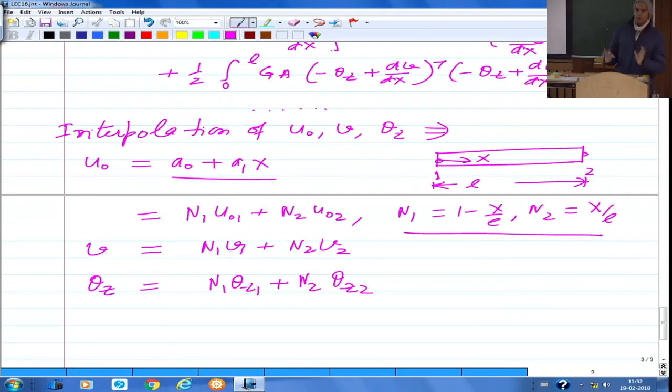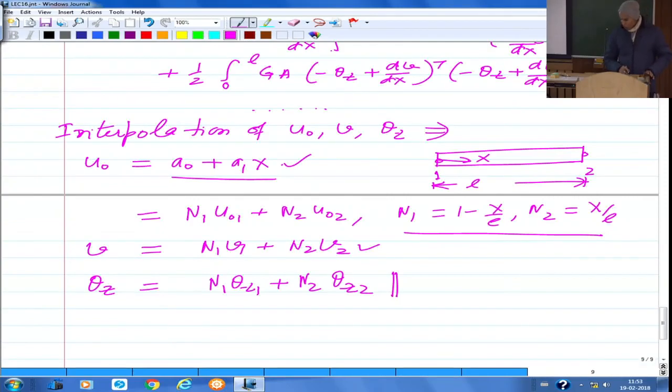Now see, earlier in the case of the Euler-Bernoulli beam element, V was interpolated using a cubic polynomial with 4 unknown constants in it. But now here we are interpolating V using only a linear polynomial, B0 plus B1 x, and we are also interpolating theta z independently.